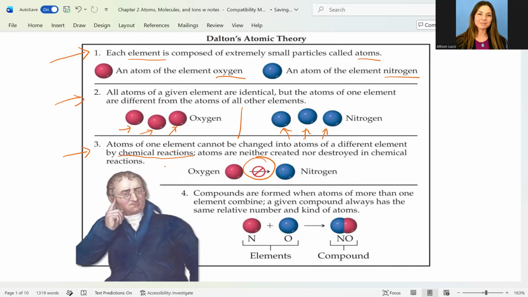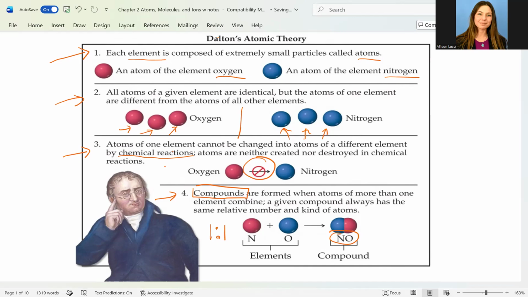And then when we form compounds, so now in number 4 here, we're combining different elements. The same relative number of the same kind of atoms will come together. So, for example, whenever we combine nitrogen and oxygen to get the compound NO, it will always be this 1-to-1 ratio.